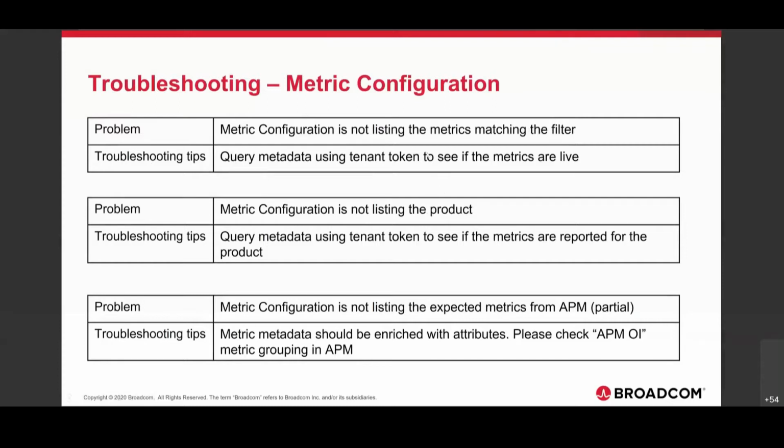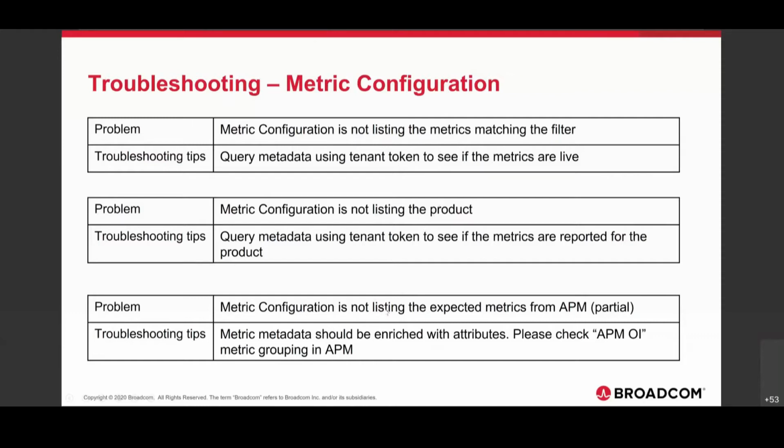And for both of them, in general, the recommendation is we can use the tenant token, which is available for the specific tenant. We can go to metadata and query and see if those metrics are available. Just make sure, if there are any issues on the connector side, to see whether the metrics are flowing, right? So this is one. I'll show how we can query and test.